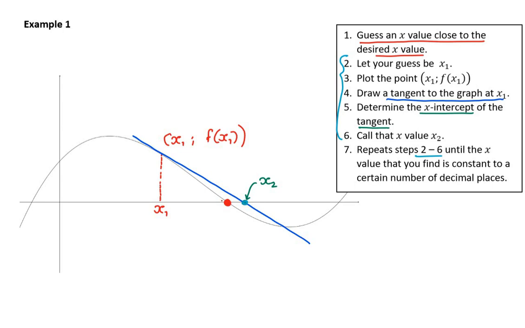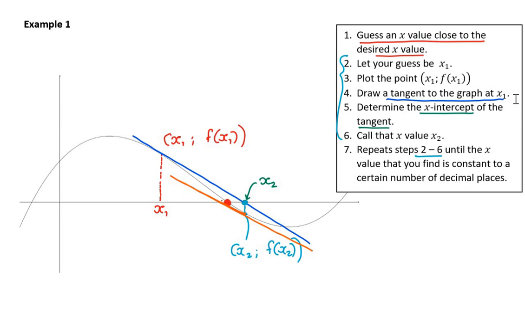So step number 3 is plot this point on the graph. So this point is now x number 2 and the function value at x number 2. Step 4 is draw a tangent to the graph at this point. Again, I'm going to try my best, hopefully better than the last time. So draw a tangent. No, not my best.